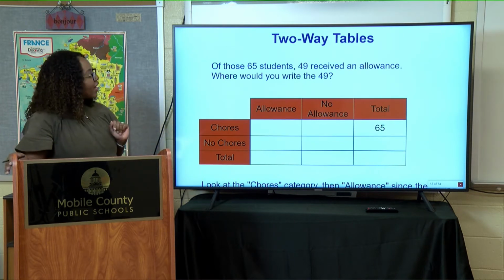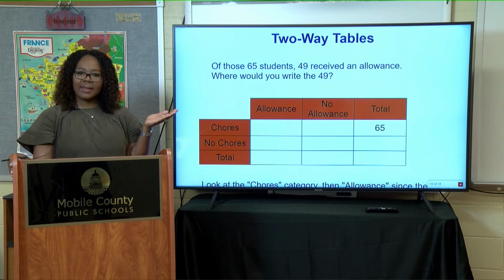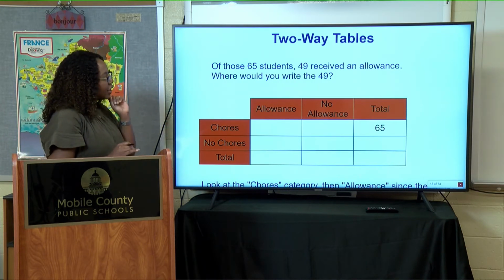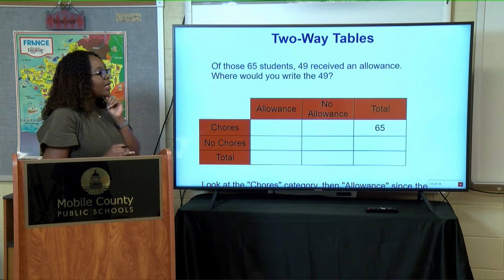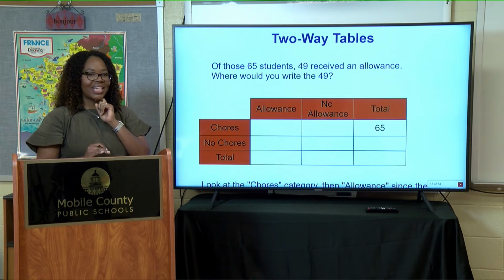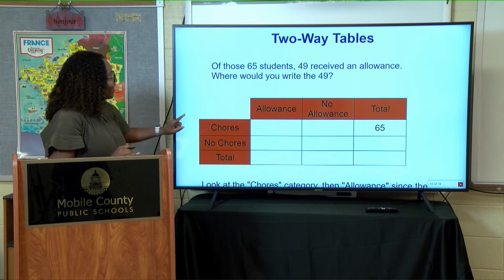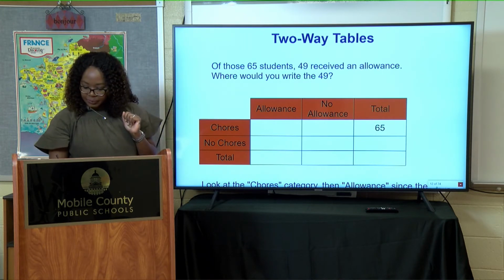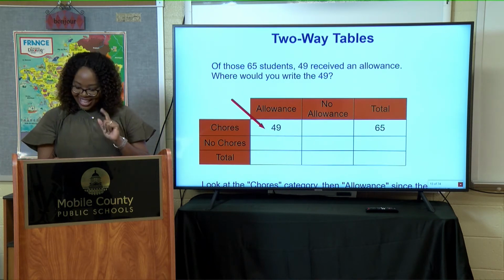Now, of those 65 students, 49 students received an allowance. Where would we write the 49? So we're still talking about the number of students that did chores, but this time we're looking at the number of students that received an allowance. So we need to find an intersection in our table. Can you remember what we call that intersection in our table? It is a joint frequency. Good. So we have the students that did chores and the students who received an allowance. If you wrote the number 49 in that intersection, good job. Okay, let's continue.